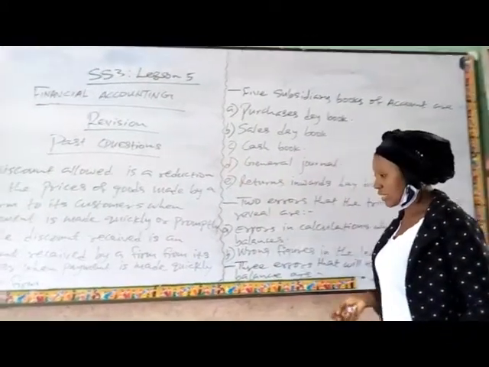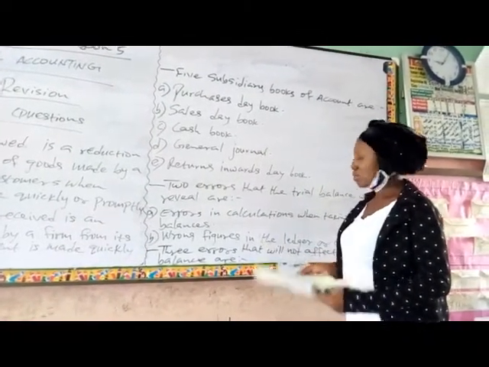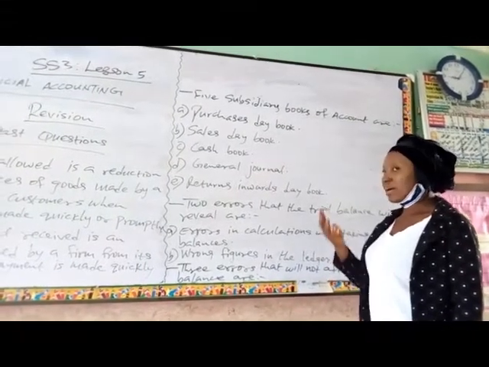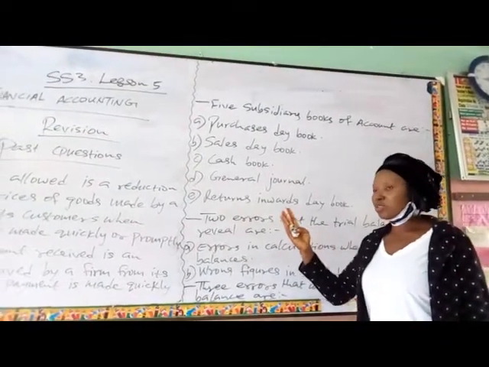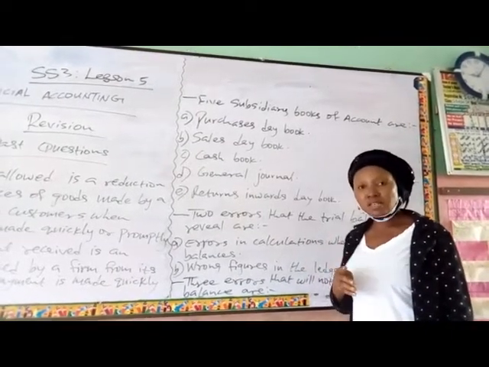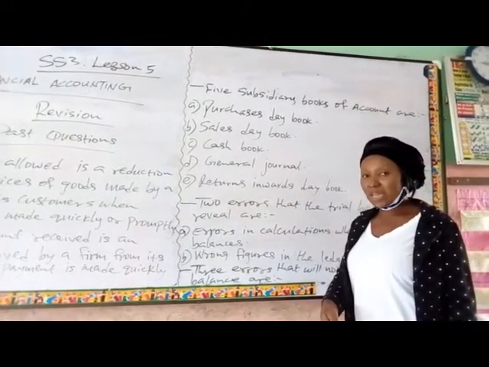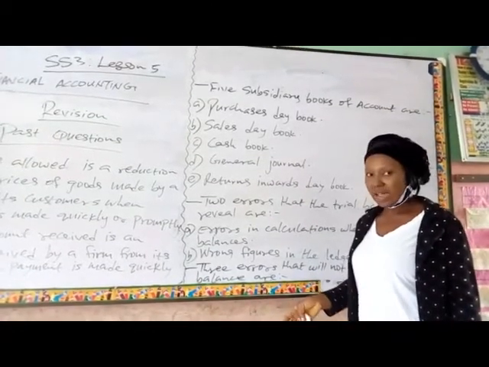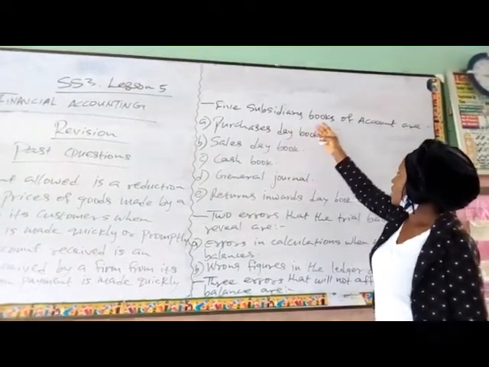Now the next question says, identify five subsidiary books of accounts. Remember from your SS1 topic, we treated sales documents and subsidiary books. Examples of sales documents we have are invoice, debit note, credit notes, and so on. But here we need five subsidiary books of accounts.